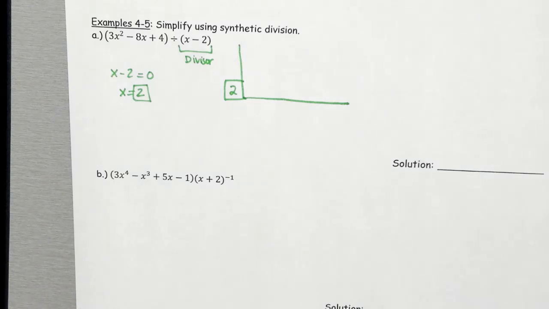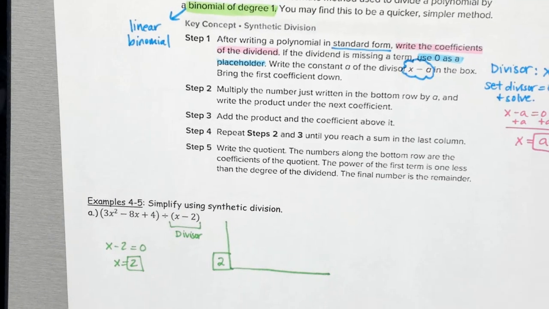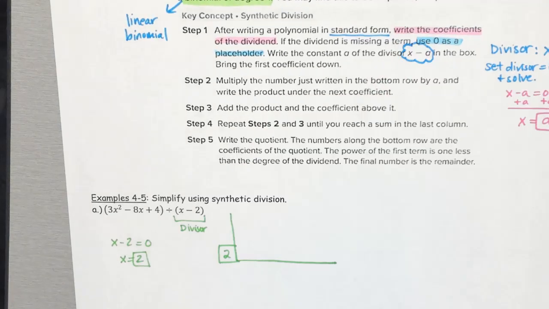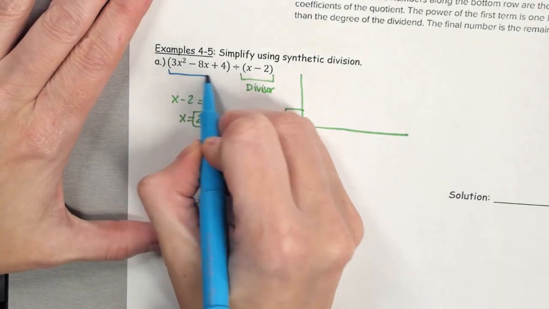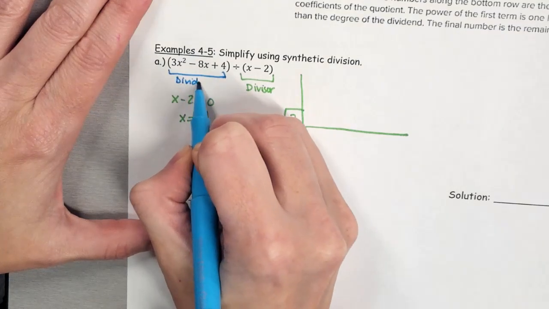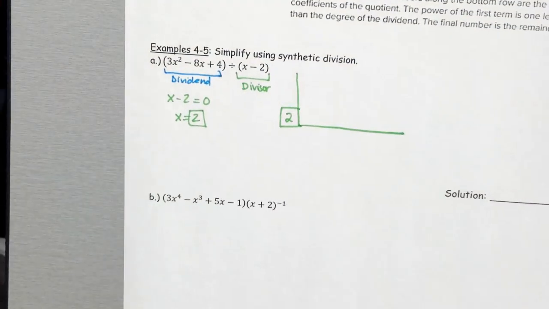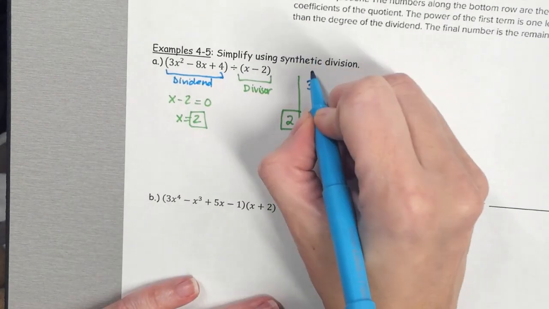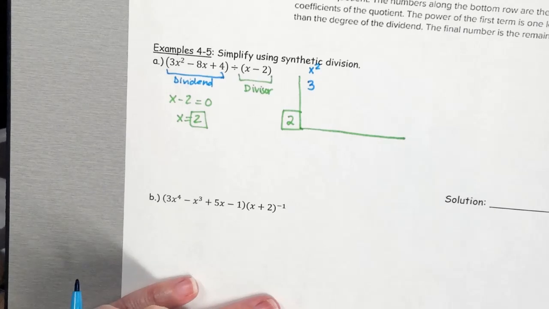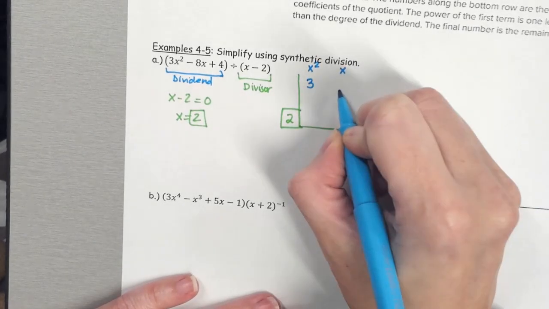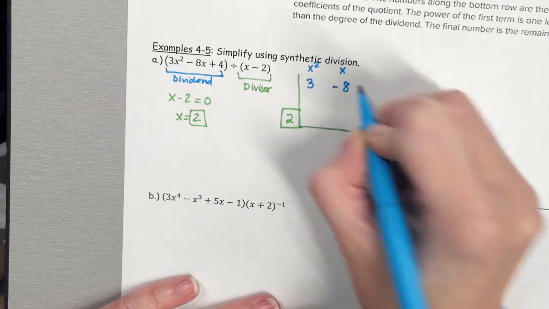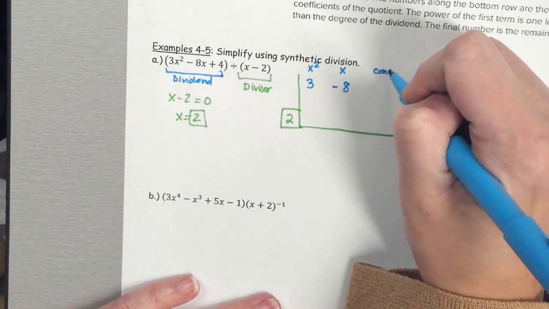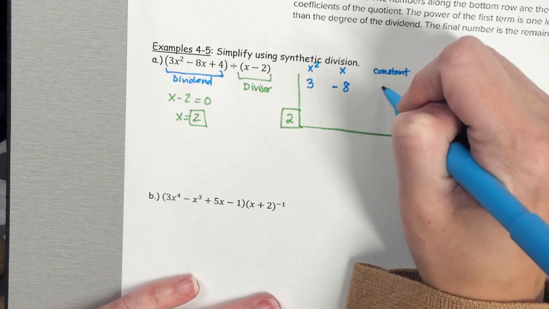Okay, and then from there, let's reference what we just read about. We're going to write the coefficients of the dividend. So remember, this is your dividend. Okay, so make sure it is in standard form. It is. So your leading coefficient is 3. You're going to put your coefficient of x squared here. Then after x squared, you're going to put your coefficient of x, which is negative 8. And then in the last space, you're going to put your constant term, which is 4.